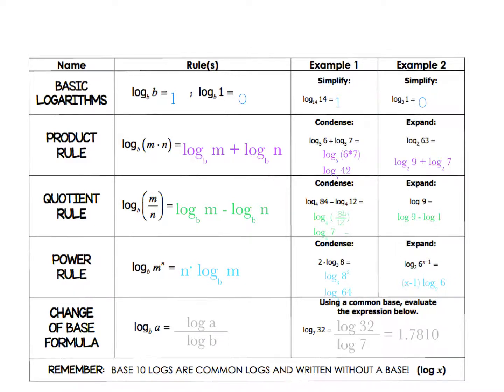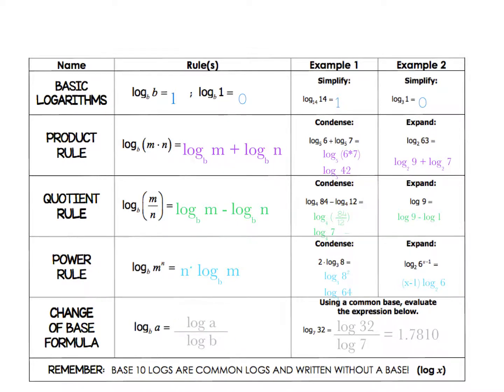It just comes out in front of the log. Here, to condense it, it goes into the exponent position. So that's 8 to the second, which gives me log base 3 of 64. And then the change of base formula, we're going to use that a lot when we start solving logs. So it just says log base b of a is the same as log of a over log of b.